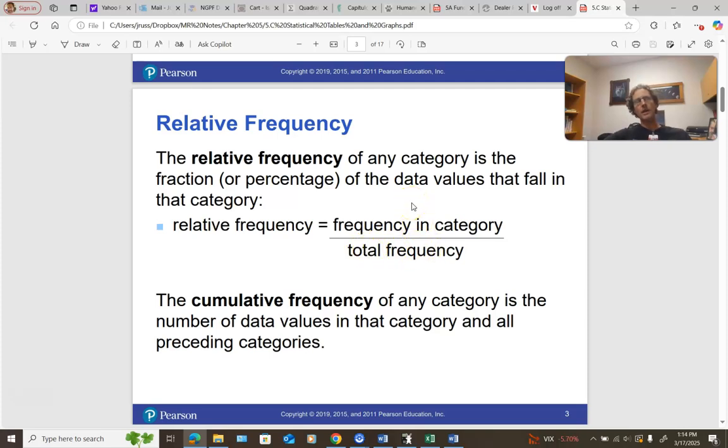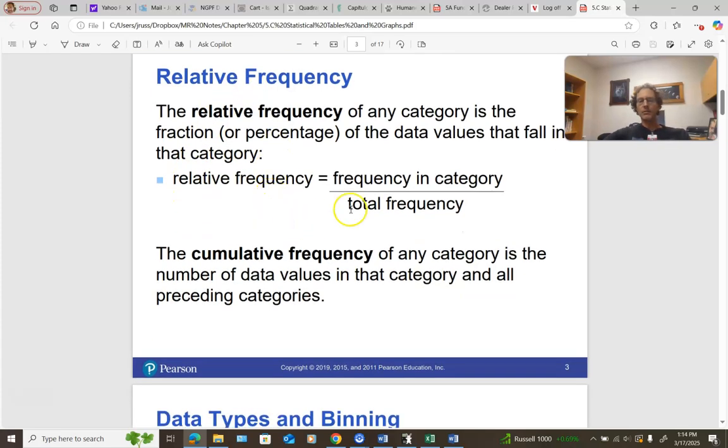So in other words, let's say that there's a total of 25 people in the class, and 5 of those people made C's. So the relative frequency would be 5 divided by 25, which is 0.20, but as a percentage it would be 20%. So we could say the relative frequency of C's in the class was 20%. That just means that 20% of the students made C's.